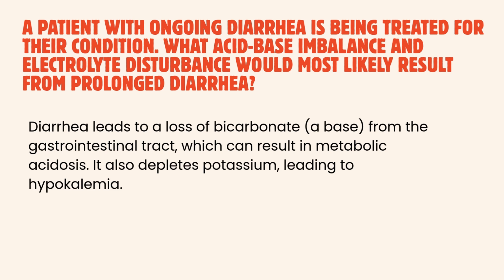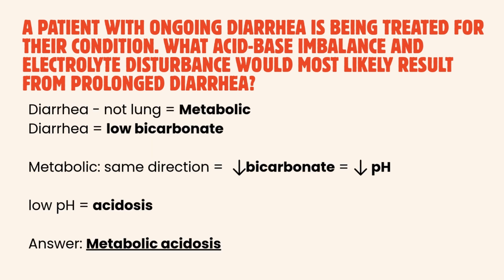Let's approach this in a practical way, rather than just memorizing. The disorder in question is diarrhea, which is not related to lung function, so it is classified as a metabolic. When there's diarrhea, bicarbonate is lost, leading to a decrease in bicarbonate levels in the blood. In metabolic, acid and bases move in the same direction, so with low bicarbonate, pH will decrease, leading to acidosis. Therefore, the imbalance in this case is metabolic acidosis.